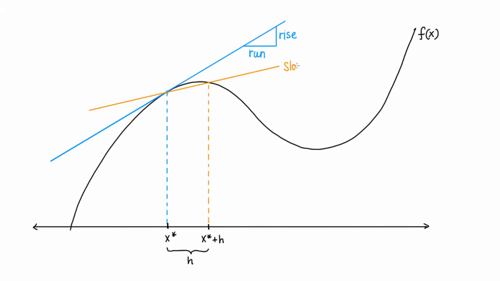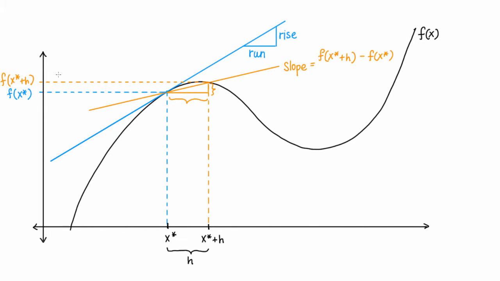The slope of this secant line is the rise over the run, so this distance here divided by this distance here. What is the rise? Well, it's f of x star plus h minus f of x star. So here, if we visualize the y-axis, you can see this a bit better. And the run, then, is what we're calling h.